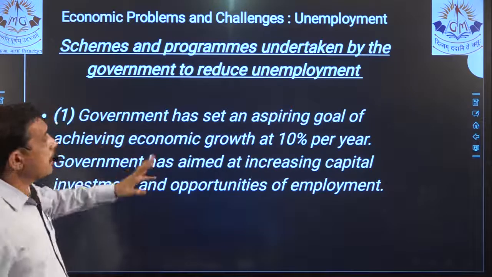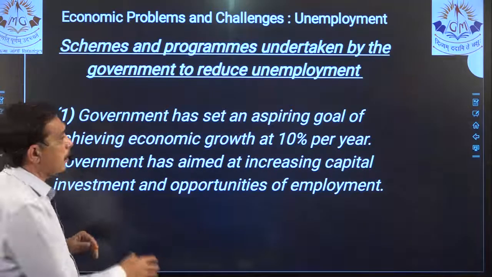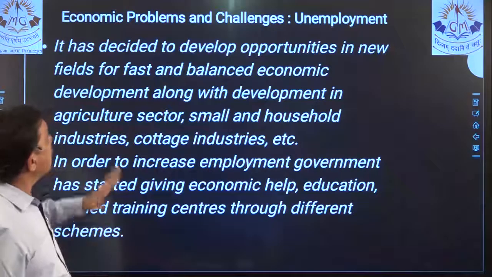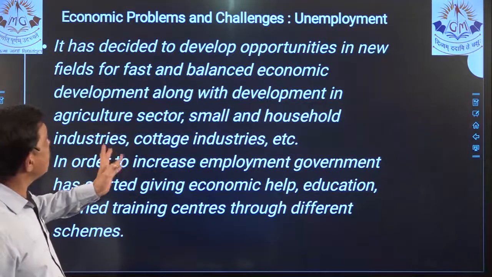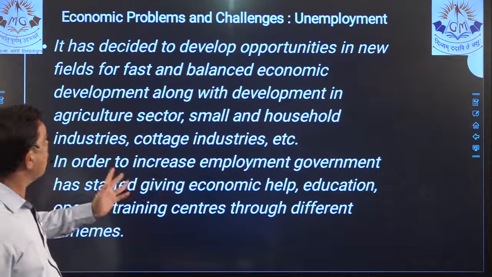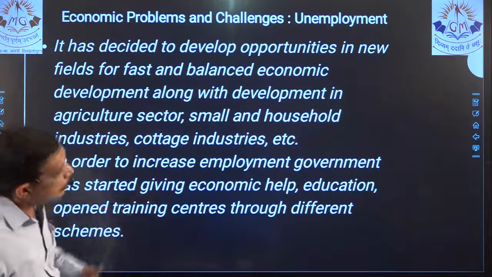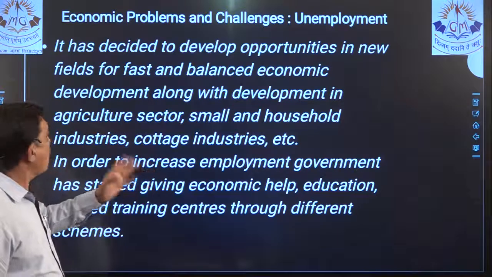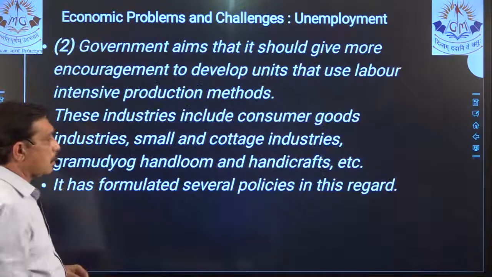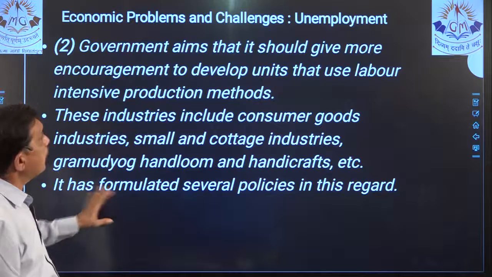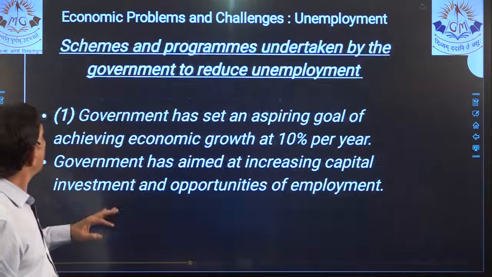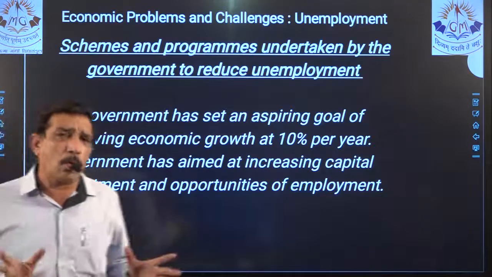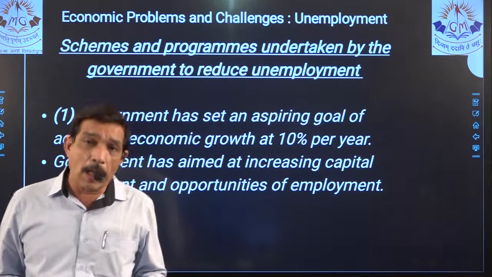So the government has set an aspiring goal of economic growth of 10% per year for generating employment. It has decided to develop opportunities for fast and balanced economic development along with development of the agriculture sector, small household industries, and lots of things have been done. I think this is 1. Then we will have 2. This is quite a long answer.